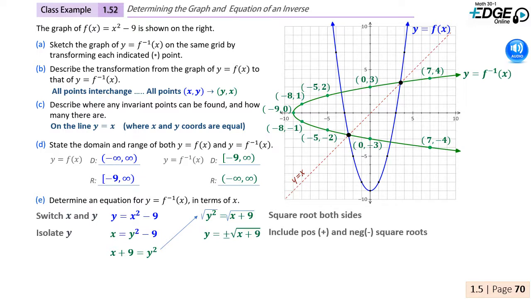It is important to remember to include both the positive and negative square root here. If we forget the negative square root, then our inverse will be represented by only half of a parabola, specifically the top arm, so all things above the x-axis. Here, by including the plus and minus, we have graphed a relation which is not a function, but is the inverse of the original parabola.